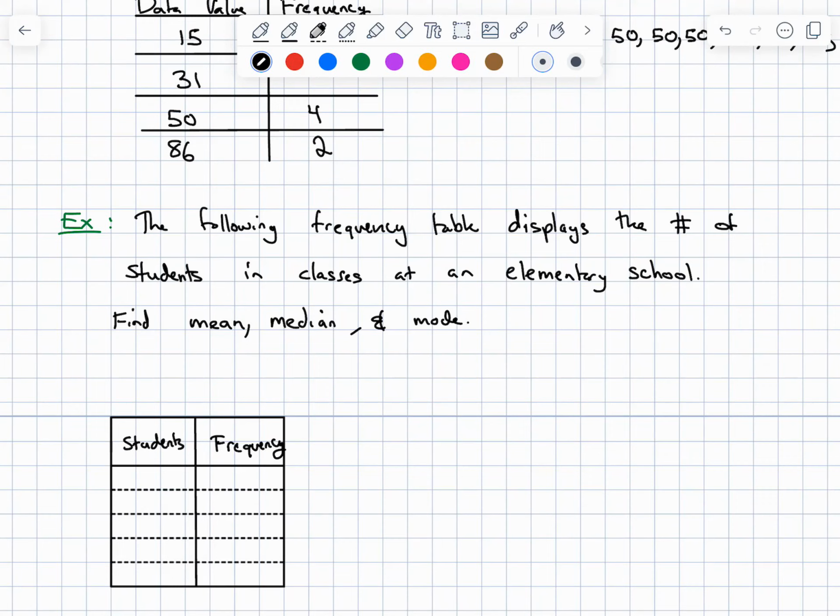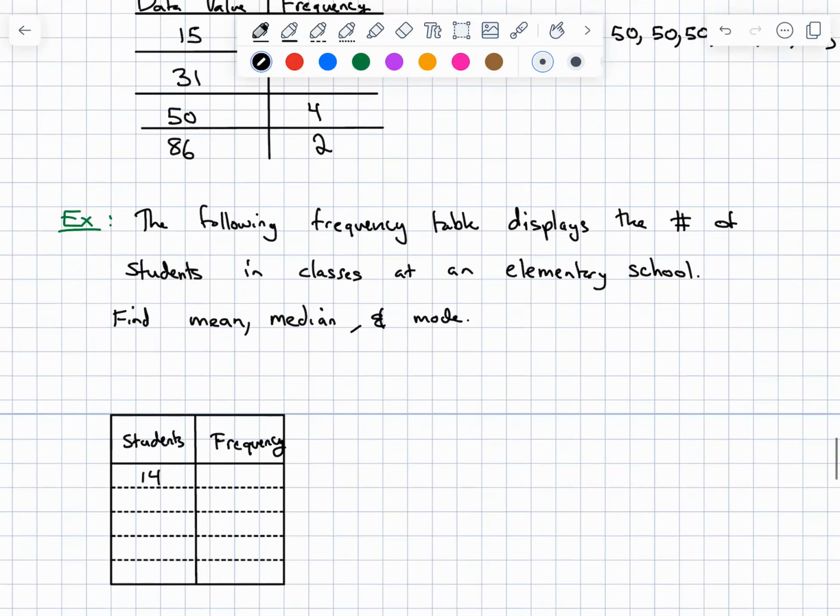So the number of students, I'm going to go row by row. So I'm going to do students, then frequency, students, then frequency. So 14 with a frequency of 9, 17 with a frequency of 7, 21 with a frequency of 8, 26 with a frequency of 3, and 28 with a frequency of 2.